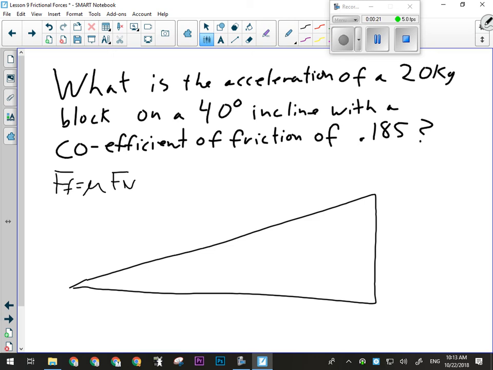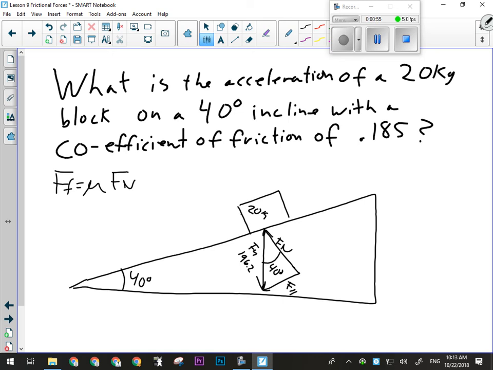So for an inclined plane, the forces that are involved, obviously gravity is pulling straight down, which creates a normal force straight out from the surface. And then the sum of those two is F parallel. We've talked about that before, but we need normal force now in order to get the force of friction. So we're told it's a 20 kilogram box, which means that this side is 196.2 newtons. And then we can calculate the other two forces.